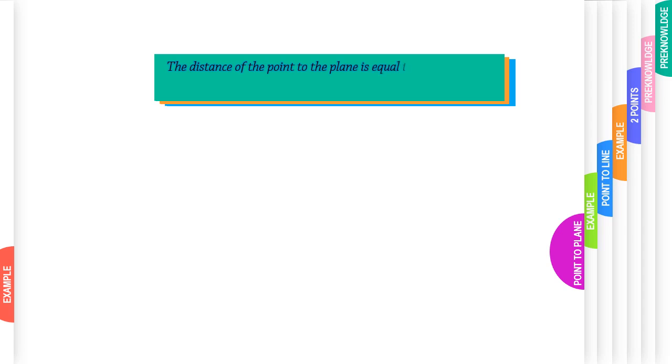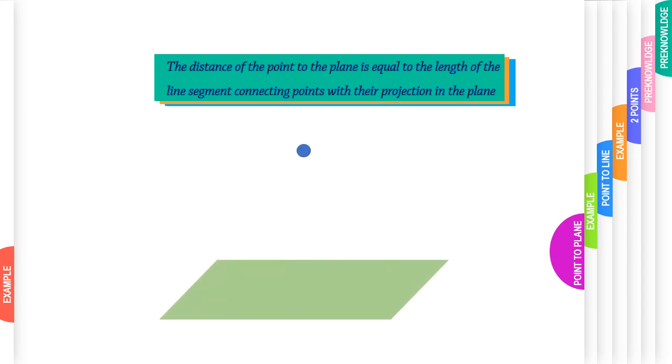Let's learn about distance between point to plane of a cube. The distance of the point to the plane is equal to the length of the line segment connecting the point with its projection in the plane. Pay attention to the following illustration. We have a point and a plane there. To know the distance between point and plane there, we have to connect the point with a straight line to a projected point in the plane. Don't forget, the line must be perpendicular to the plane.